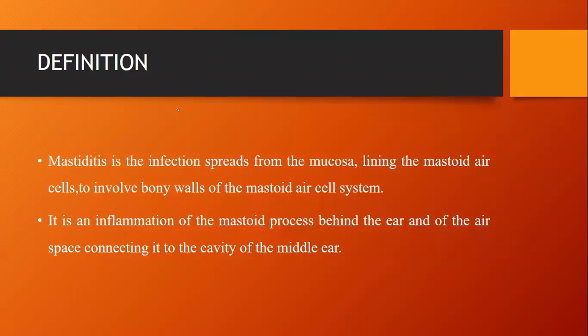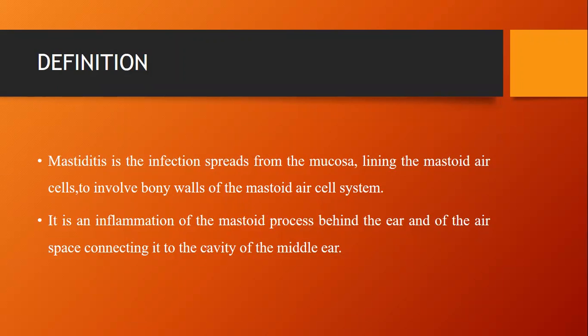Next we can discuss the definition of mastoiditis. Mastoiditis is an infection that spreads from the mucosa lining the mastoid air cells to involve the bony walls of the mastoid air cells. It is an inflammation of the mastoid process behind the ear and of the air space connecting it to the cavity of the middle ear.